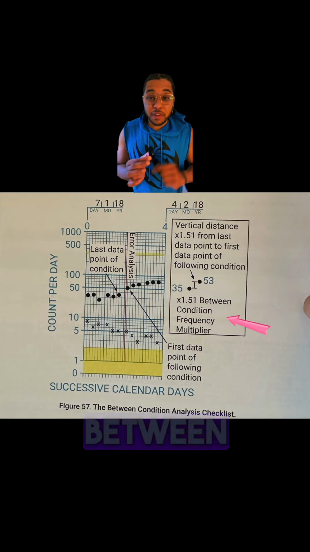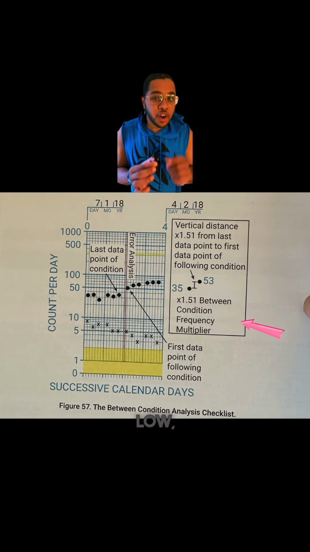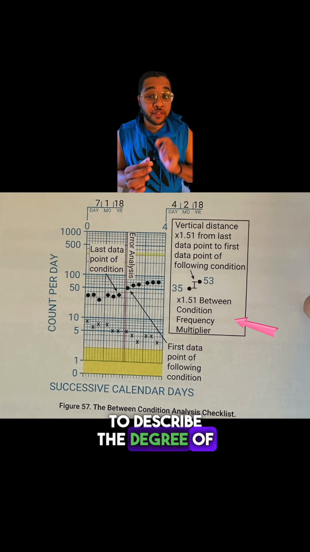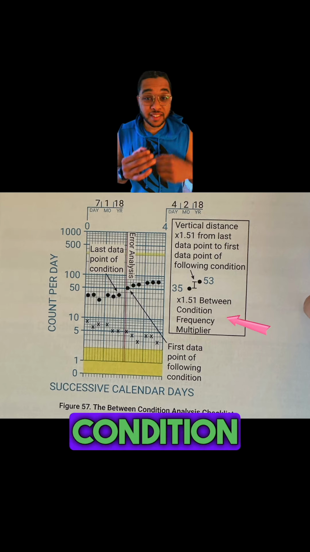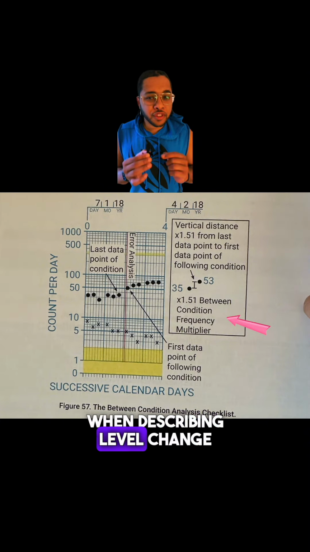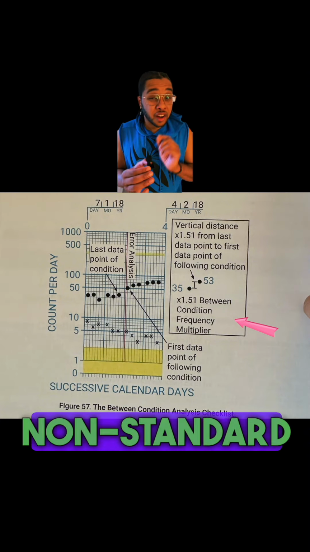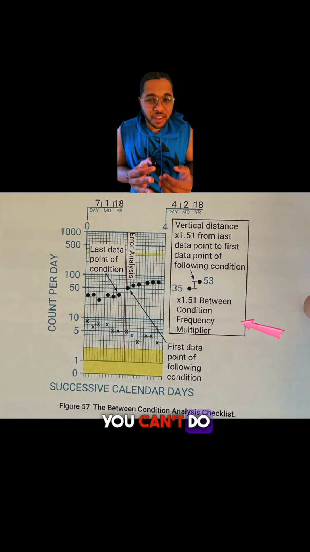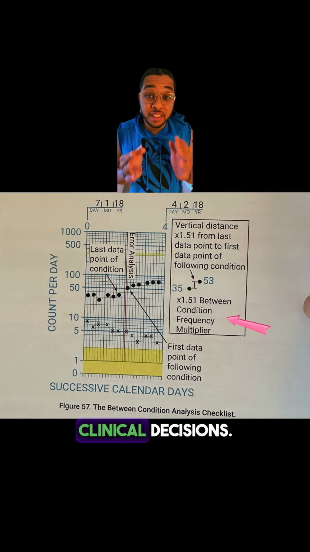Instead of saying the change between two conditions was high or low, you have a number to describe the degree of change, which is called the between condition multiplier. When describing level change from one condition to another on a non-standard line graph, you can't do this, and this affects how you make clinical decisions.